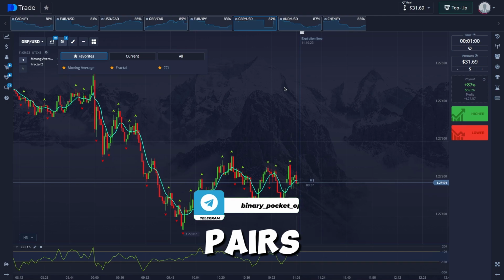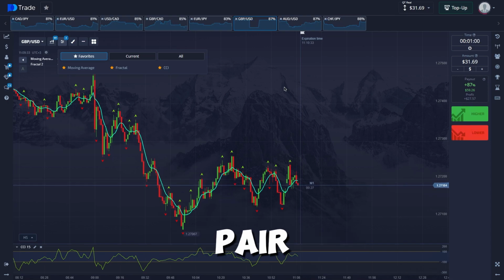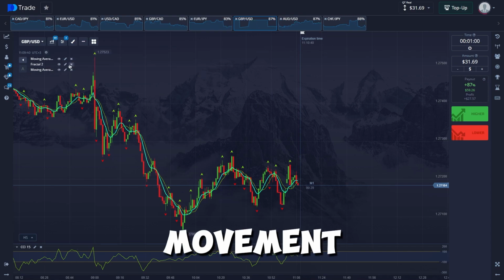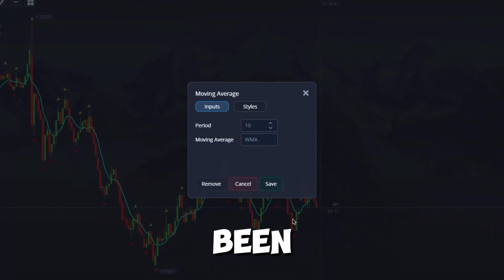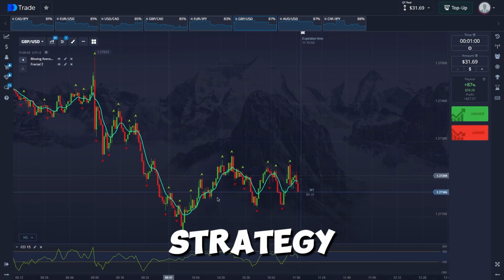All currency pairs have already been selected, the analysis has been done. The optimal percentages on currency pair payments have also been selected, and the optimal movement on all charts has also been chosen. Certainly, today we have a universal strategy.